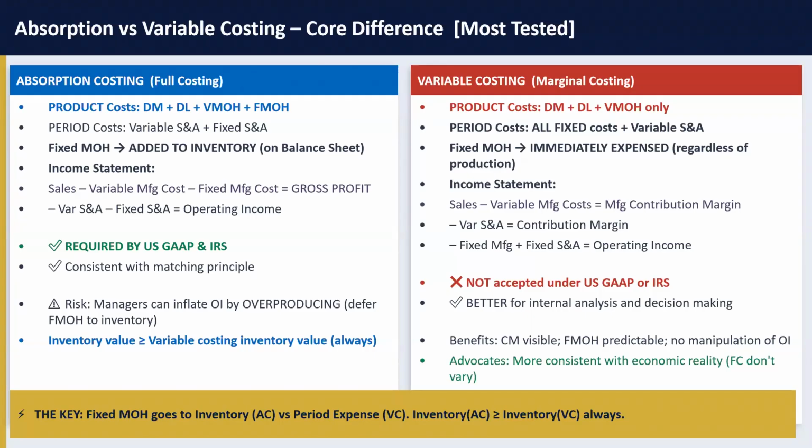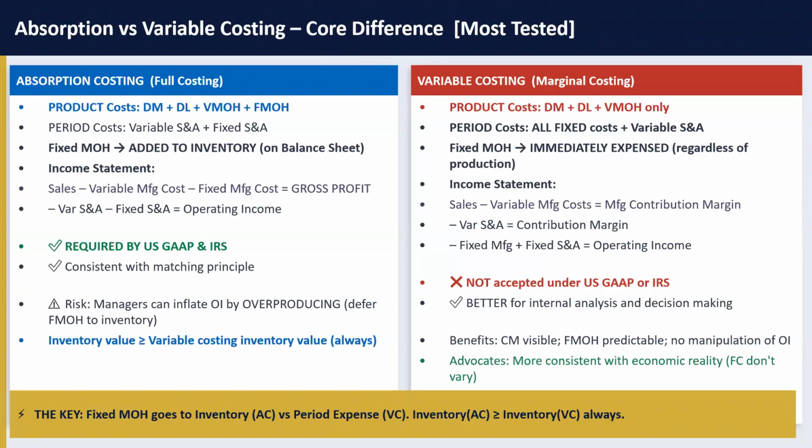Such as direct material, direct labor, and variable manufacturing overhead only is treated as product cost in variable costing. Okay, so look at this. The only difference in the product cost in absorption costing and product cost in variable costing is your fixed manufacturing overhead. Fixed manufacturing overhead is treated as product cost in absorption costing, and it is treated as a period cost in variable costing. That is the only difference between them.